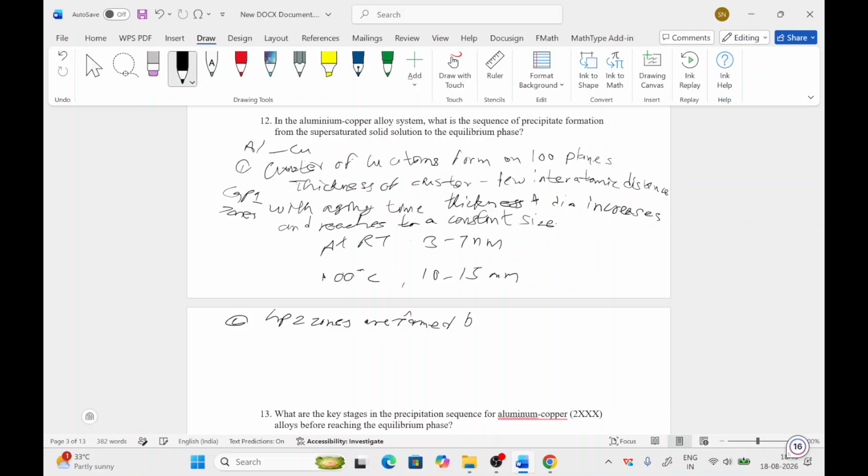by alternate aluminum and copper atoms on the 100 plane, and the thickness of it is around 10 atomic planes, and its diameter is around, so its thickness is around 4 nanometer. GP2 zones are tetragonal crystals.